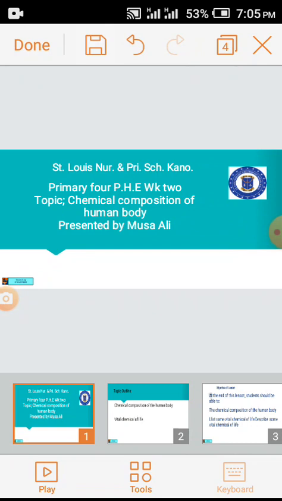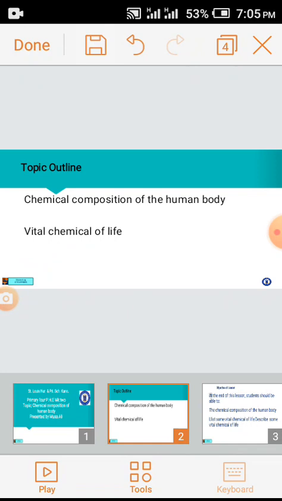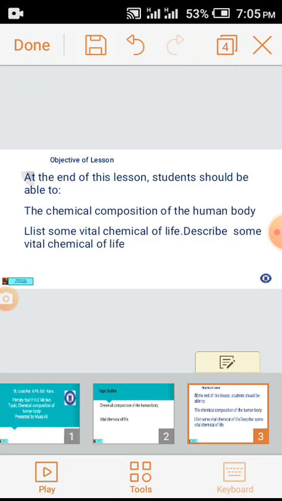Today we have a topic, chemical composition of human body. Under this topic, we shall be looking at the chemical composition of human body and the vital chemical of life. At the end of this lesson, you should be able to define the chemical composition of human body, list some vital chemical of life, and describe some vital chemical of life.